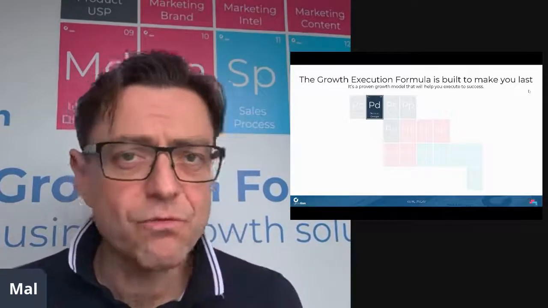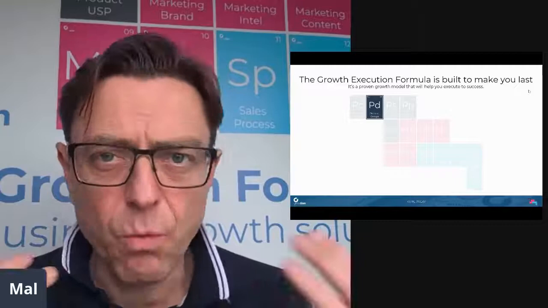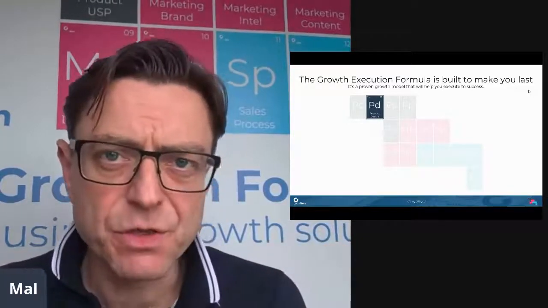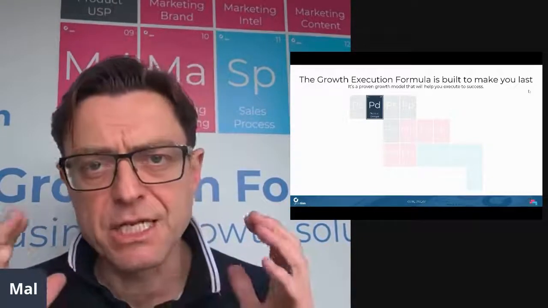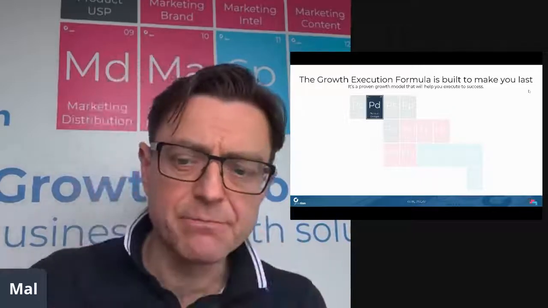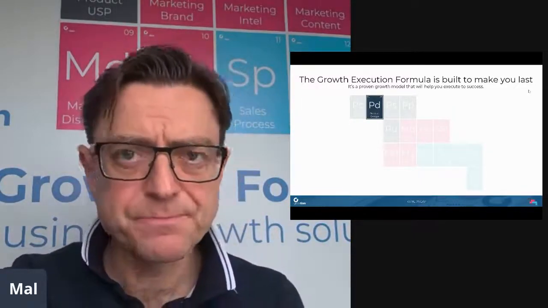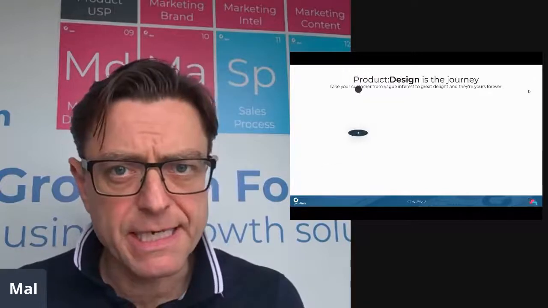This is the second element of the growth execution formula. It's the one right after you've worked out your why, why you are here to solve this particular problem. Then you're going to go straight into the design side of things and make sure that you're in a position to service an appropriate market.